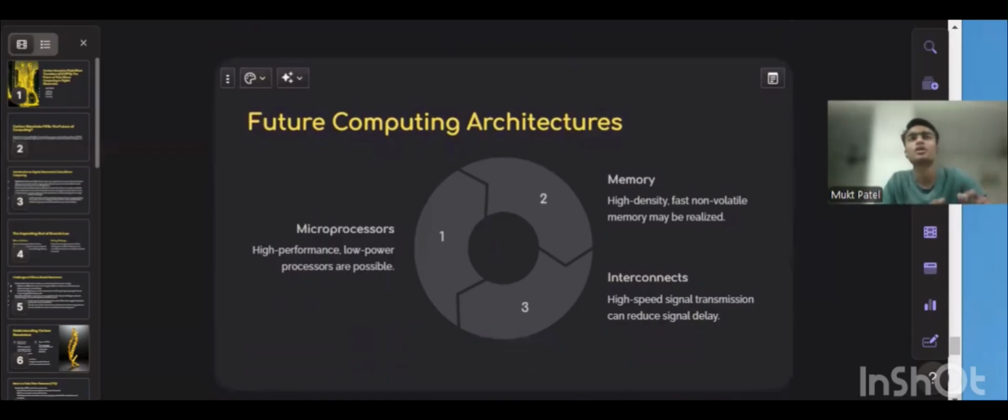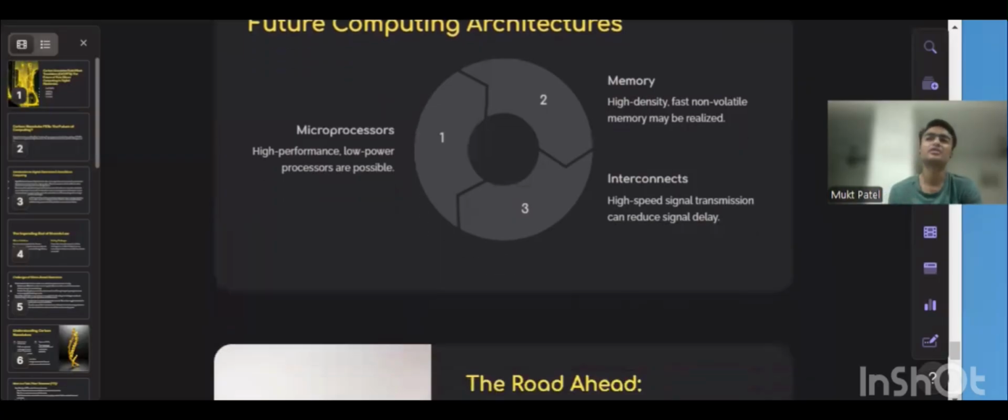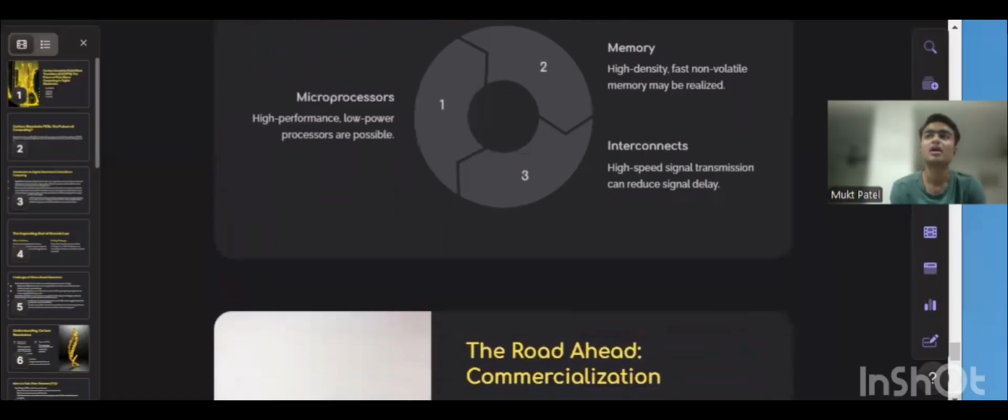Future computing architecture: microprocessor, memory, interconnects. High performance, low power processors are possible. Microprocessor, memory: high density, fast, non-volatile memory may be realized. Interconnect: high speed signal transmission can reduce signal delay. As we are facing delays in signal when there is a network connectivity problem, this is the kind of thing that high speed signal transmission addresses.